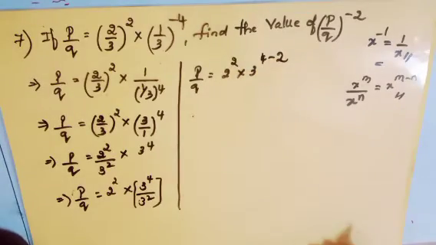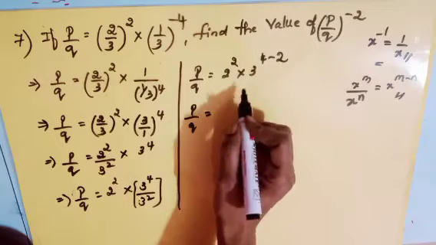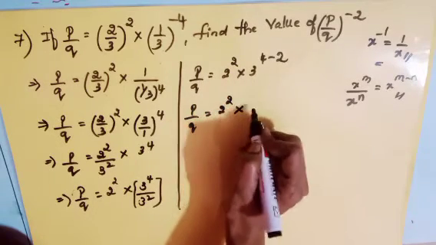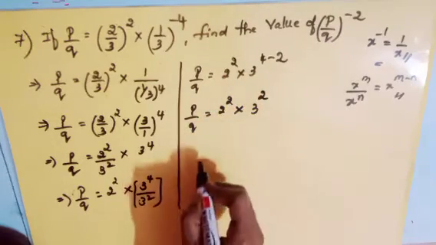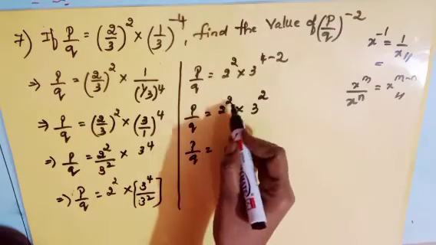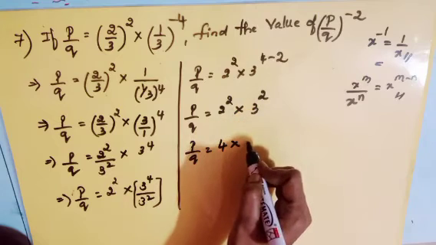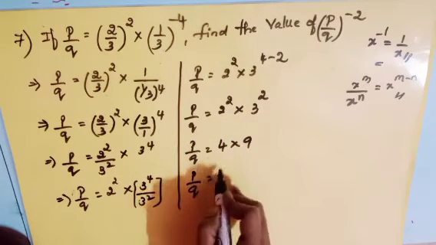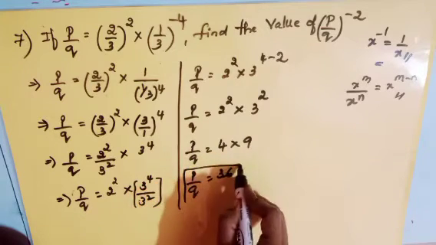3 to the power of 4 minus 2, that is P by Q equals 2 square into 3 to the power of 4 minus 2, which is 2, so 3 square. That is P by Q, 2 square means 4 into 3 square means 9, 3 3s are 9. Next, P by Q, 4 9s are 36. So the value of P by Q is 36.